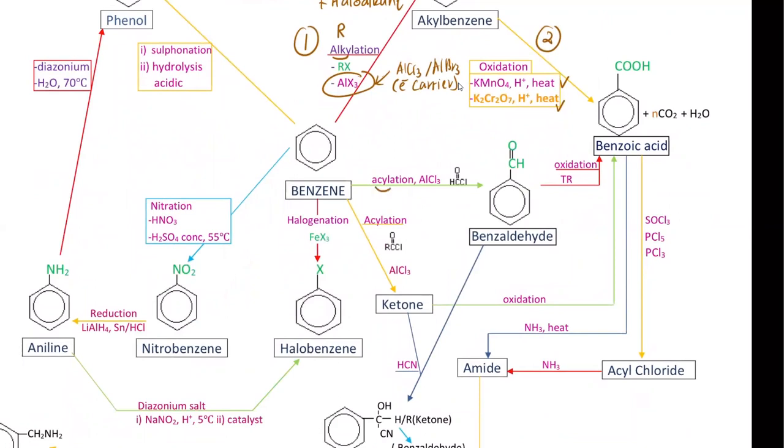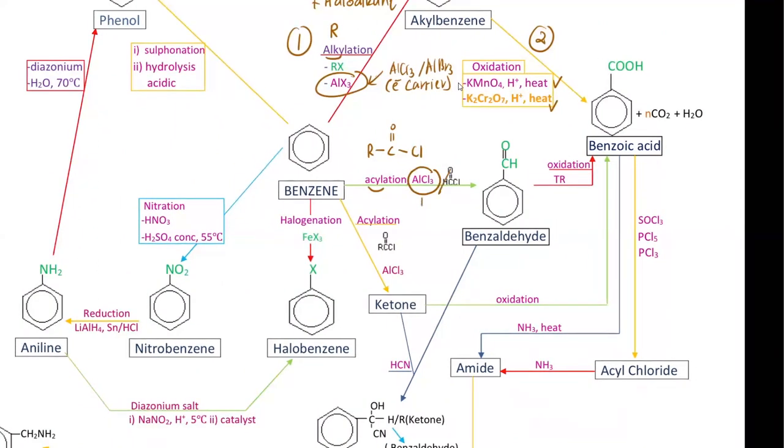Acylation here is where we add an acyl chloride group. This is acyl chloride. At the same time, we have an electron carrier. The electron carrier will be AlCl3 or AlBr3, depending on the halogen you have. If you change this chlorine to Br, then you can use AlBr3. It depends on the haloalkane group you have. So acylation of benzene will probably form benzaldehyde.